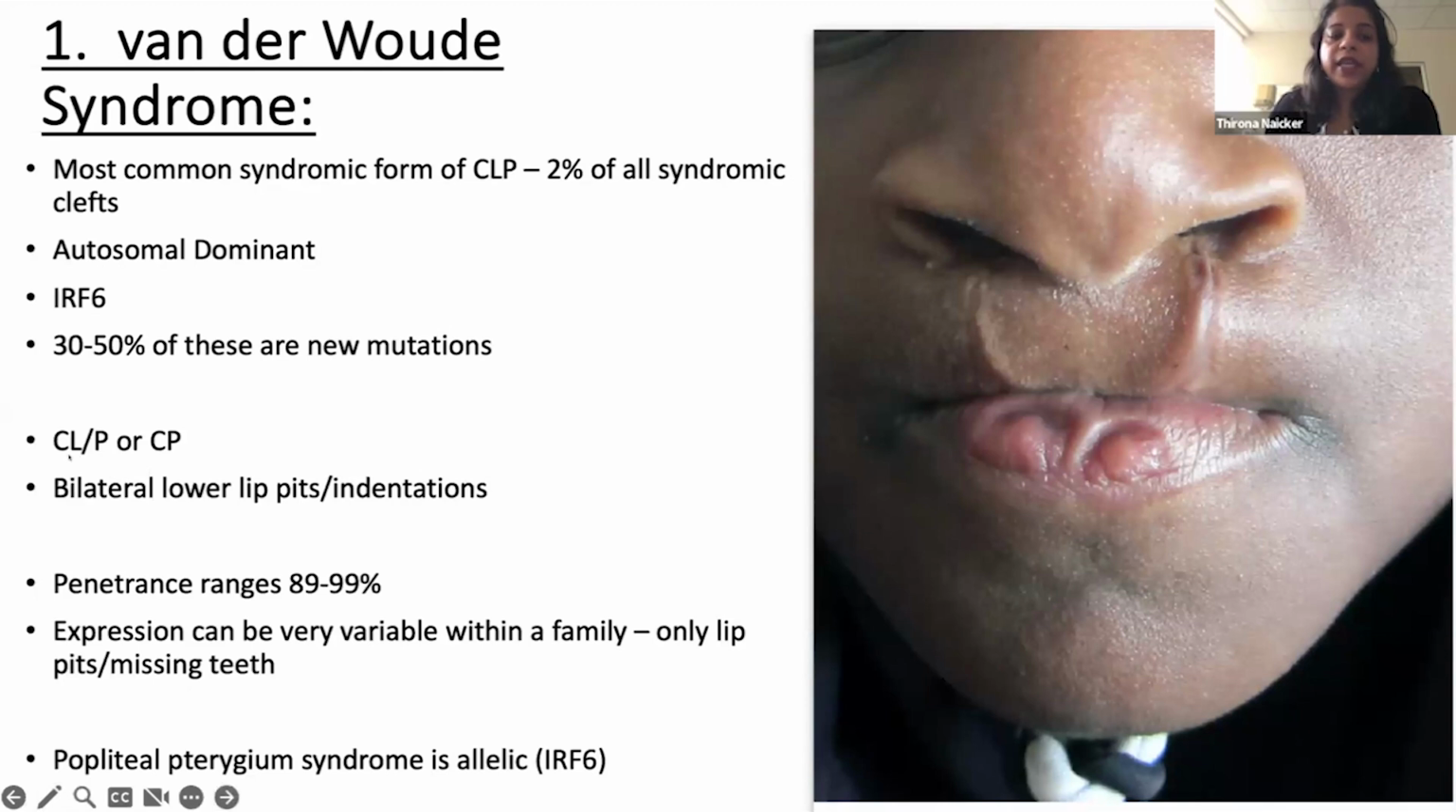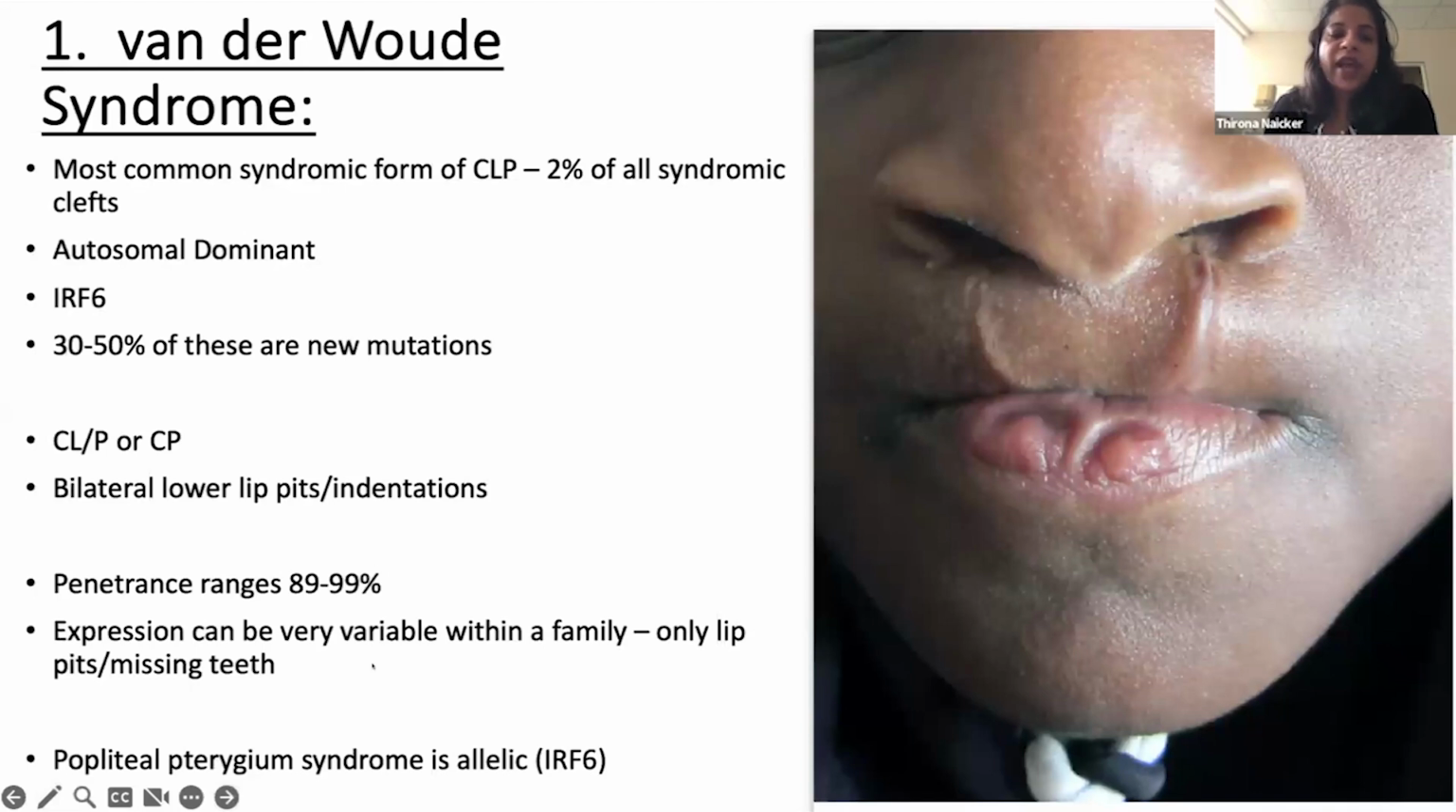It can present with a cleft lip with or without cleft palate, or a cleft palate only. And Roslyn mentioned that sometimes we see these bilateral lower lip pits, or indentations, and that is often the clinical clue that you're dealing with van der Woude syndrome. Penetrance ranges between 89 to 99%, meaning if the patient is carrying the gene, they may not always develop the syndrome. It occurs in 89 to 99% of all patients.